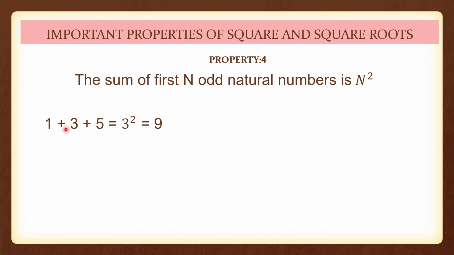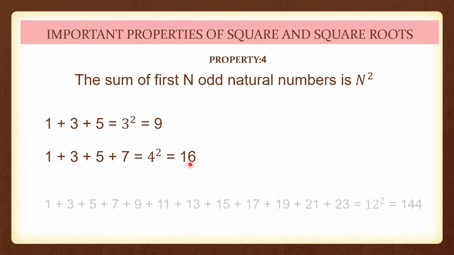So how many numbers are we using here? We are using 3 numbers. That is why 3 square, which is 9. Let's take one more example. Here we have 1, 3, 5, 7. See, it starts with 1 and there is no gap. All the numbers are natural and odd. So how many numbers do we have? 4. So 4 square is equal to 16.